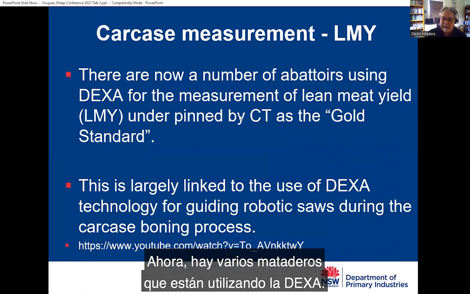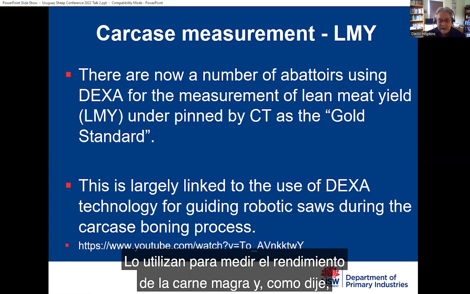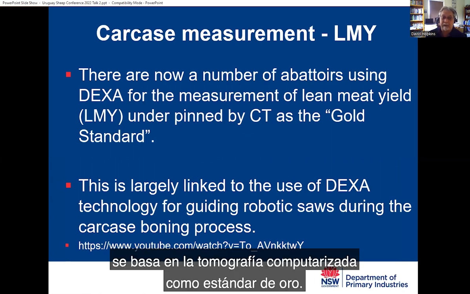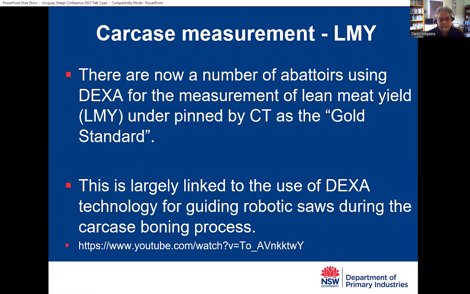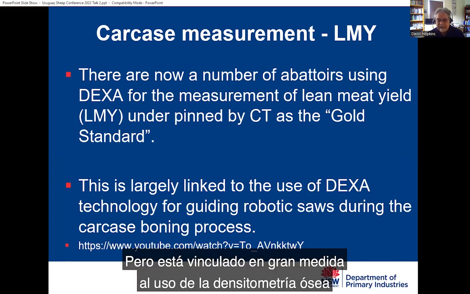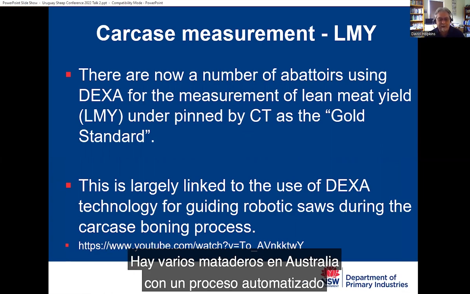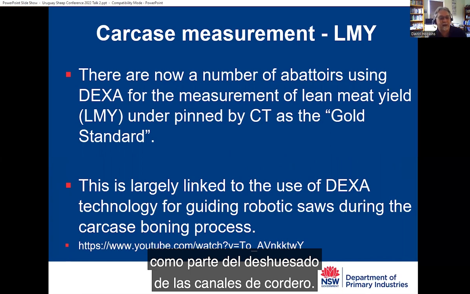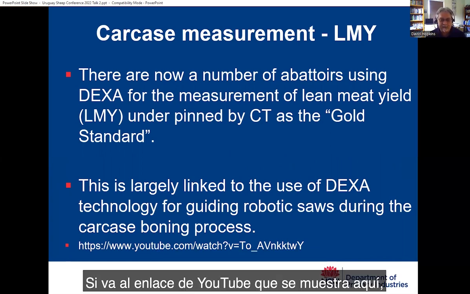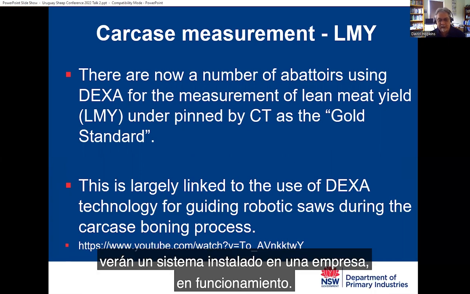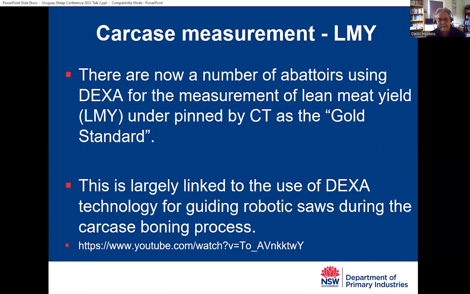And now there are a number of abattoirs that are actually using the DEXA, and they're using it for the measurement of lean meat yield. And it's, as I said, underpinned by CT scanning as the gold standard. But it's largely linked to the use of DEXA technology for guiding robots during the carcass boning process. So we have a number of abattoirs in Australia that use an automated process as a part of the boning of lamb carcasses now. But if you go to that YouTube that's mentioned, that's shown here, you'll be able to actually see a company and a system installed in the company operating.